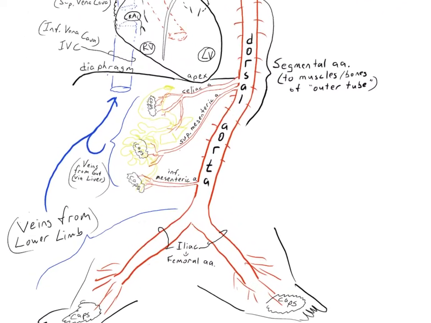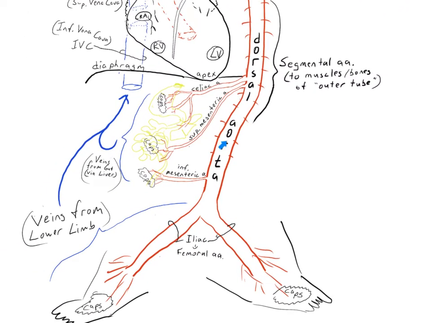As we continue inferiorly, what you can see is the aorta, at the inferior end of the abdominal cavity, splits into two what are initially called iliac arteries that then become femoral arteries as they go out to the lower limb on either side.